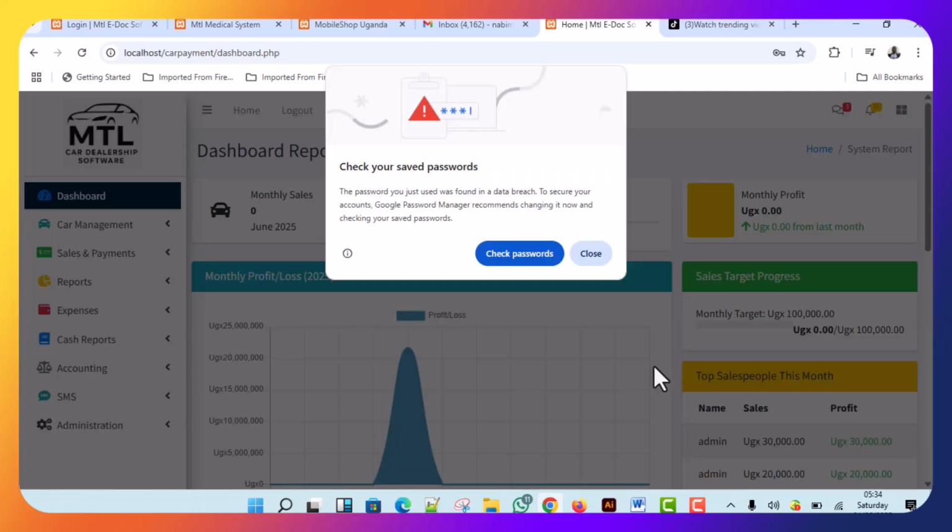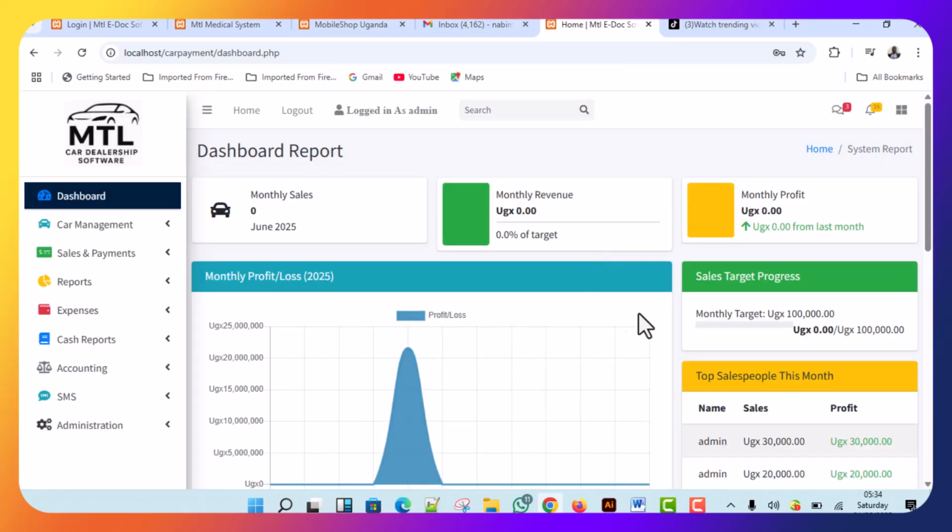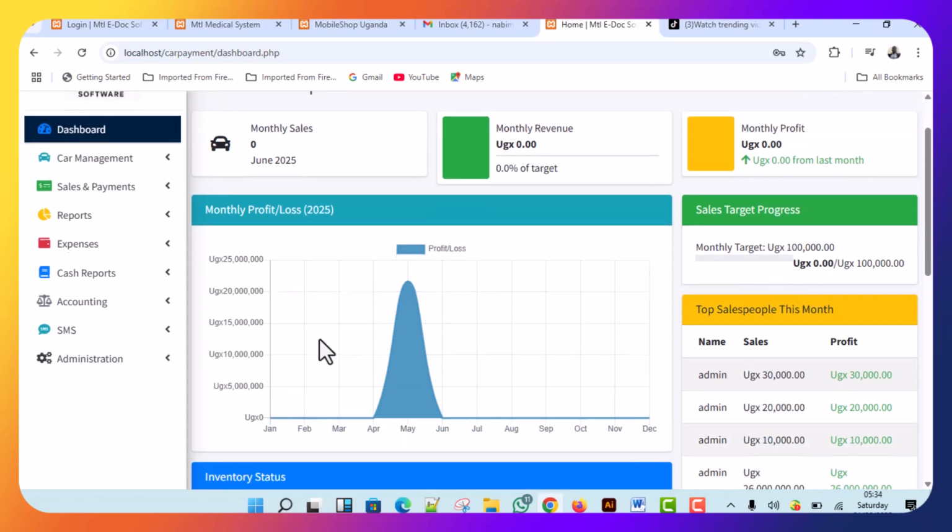If you have seen our other videos, this is our dashboard, a summary of what the system does. As you are doing transactions daily or weekly, all the summaries will be coming up, showing you the total sales, the total revenue, the total profit, monthly profit or loss, showing how the business is performing in terms of profit, if it's making losses, if you are incurring many expenses. Yeah, so the target progress shows you your target. If it's 100 million, how much have you made so far.